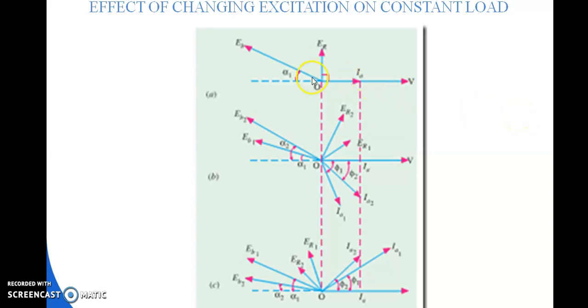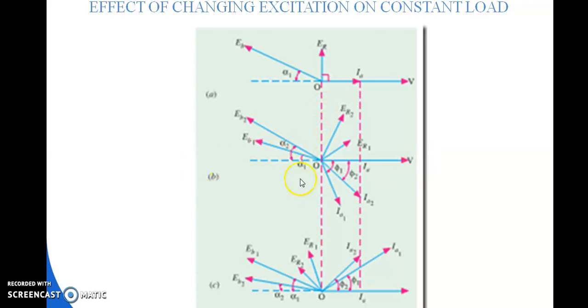Here we can see this is the supply voltage V, this is the back EMF EB, and here is the first load angle, alpha 1, and here we can see ER. ER and IA are making exactly theta equal to 90-degree angle between them.